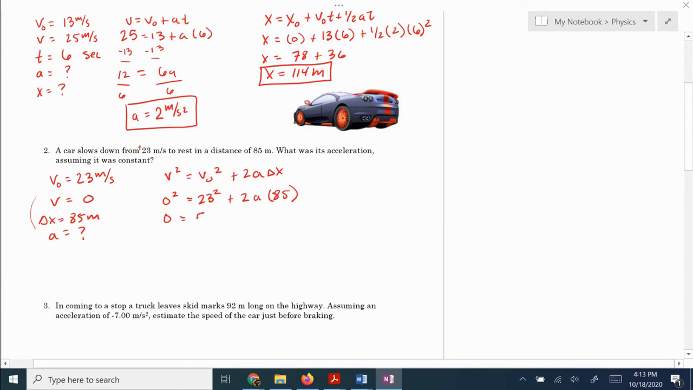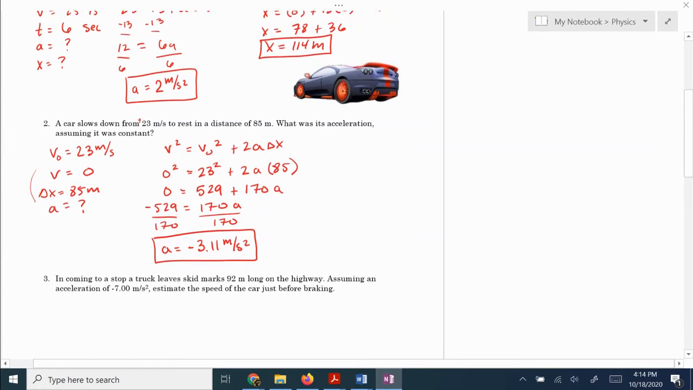23 squared is 529, and 2 times 85 is 170. Subtract the 529 to the other side. Divide by 170. And you're going to get that a is equal to negative 3.11 meters per second squared.